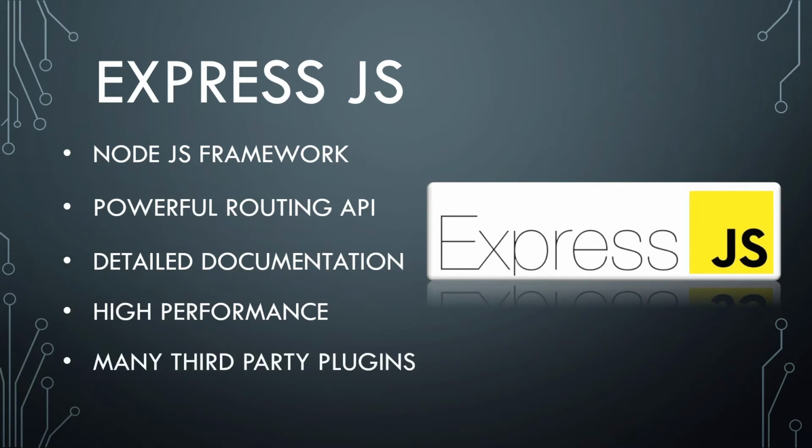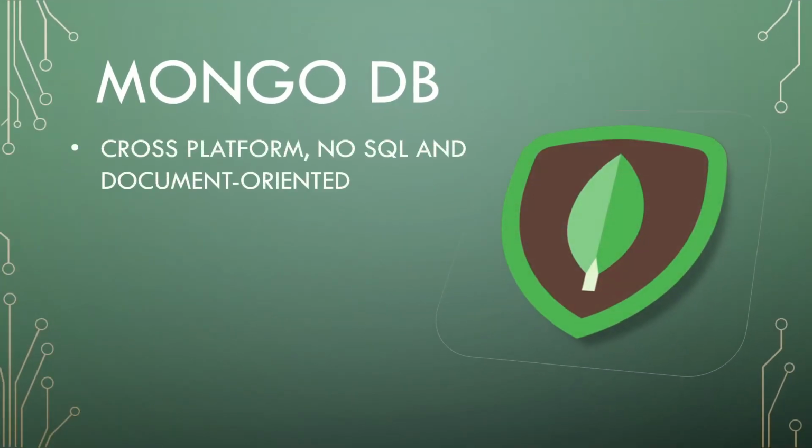Now let's move on to our last technology, that is MongoDB. MongoDB is a cross-platform, NoSQL and document-oriented database. What do you mean by NoSQL? You might have heard of SQL databases such as MySQL, PostgreSQL. It's completely opposite from that. SQL databases don't provide us that good of a performance, but MongoDB is super fast and super scalable. We're going to see the difference between NoSQL and SQL in just a moment.